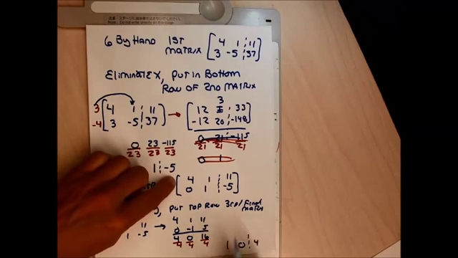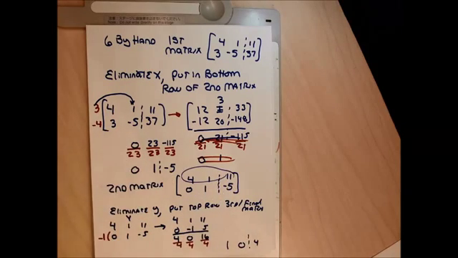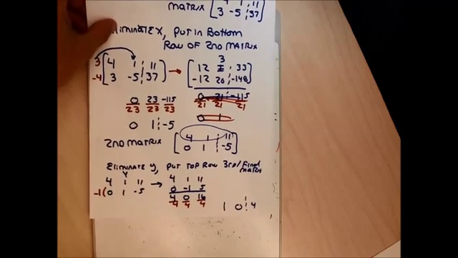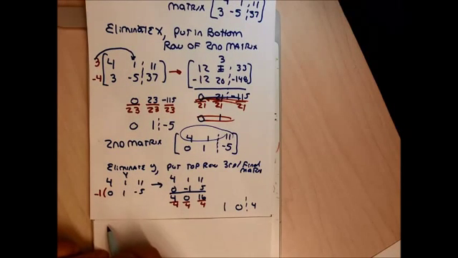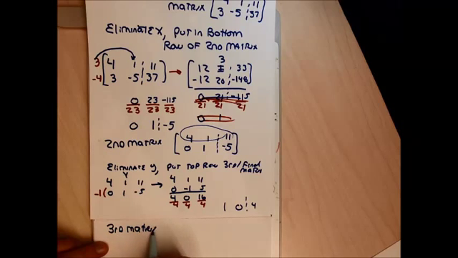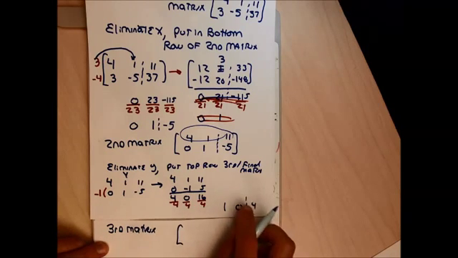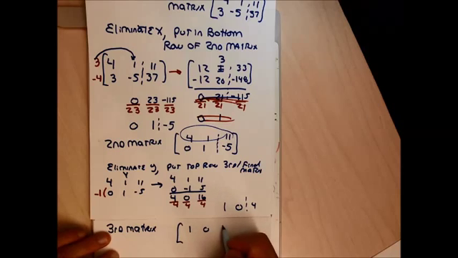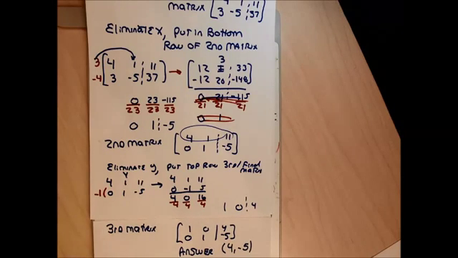So my second matrix, I'm going to change this top row. And when I change that top row, my third matrix, which is my answer matrix, is going to have a top row of 1, 0, and 4, and a bottom row of 0, 1, and negative 5. And I can read that off as my answer, and we read off the answer earlier, so I won't do that again, as x equal to 4, y equal to negative 5.